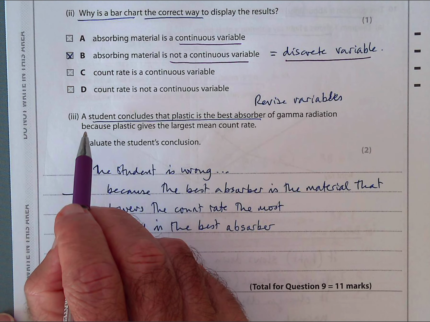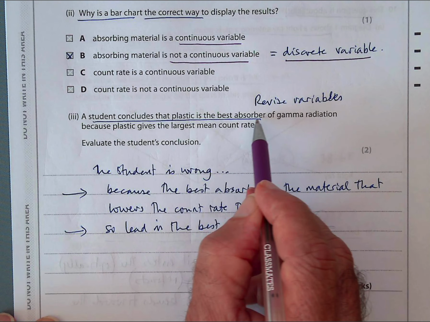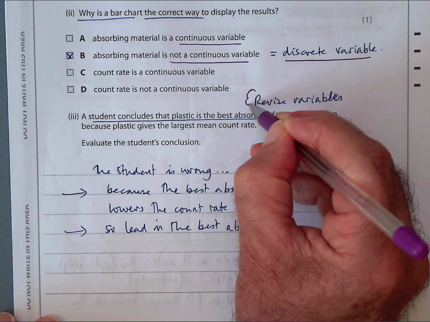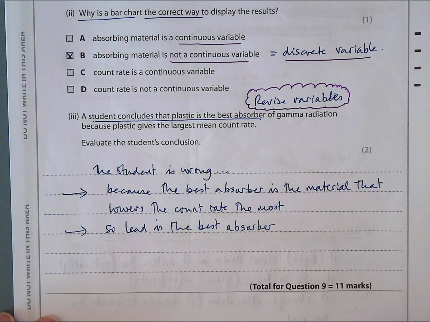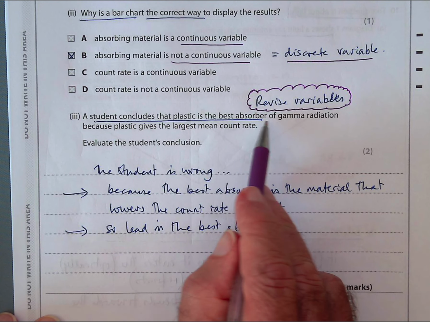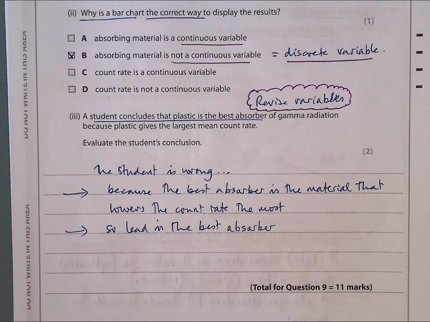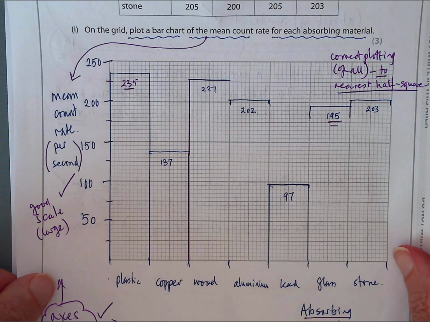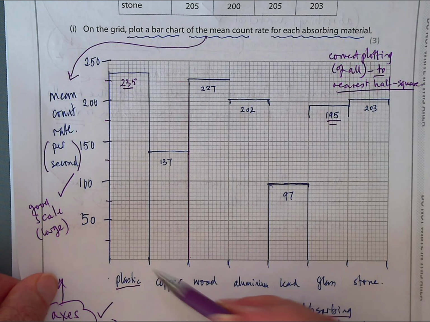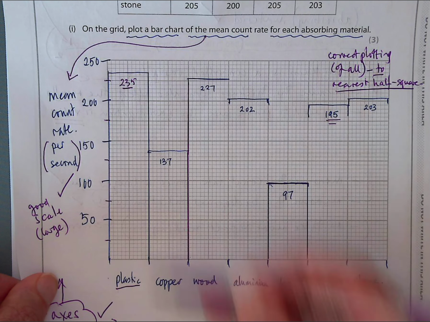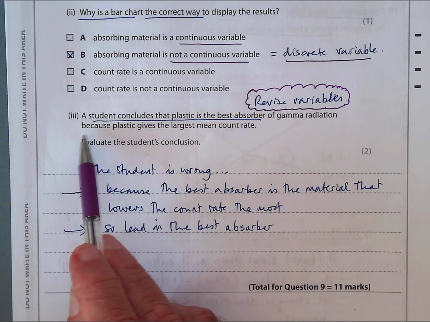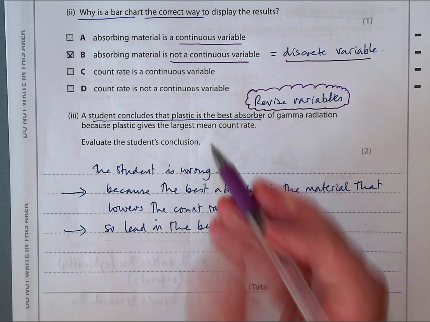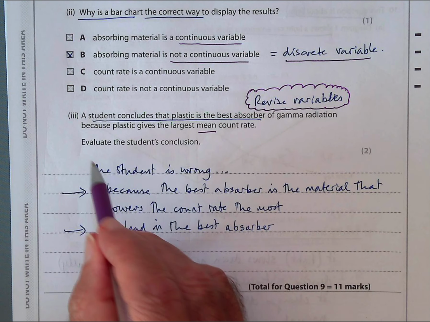A student then concludes the plastic is the best absorber. So for the before, revise all the variables: continuous variables, discontinuous variables, independent variable, controlled variables, and so on. We've been through them all. A student concludes the plastic is the best absorber of the gamma radiation. Well, plastic is the one which was the highest in the bar chart. Highest means most radiation can get through. So it's the best absorber of gamma radiation because plastic gives the largest count rate, mean count rate. Mean means average.